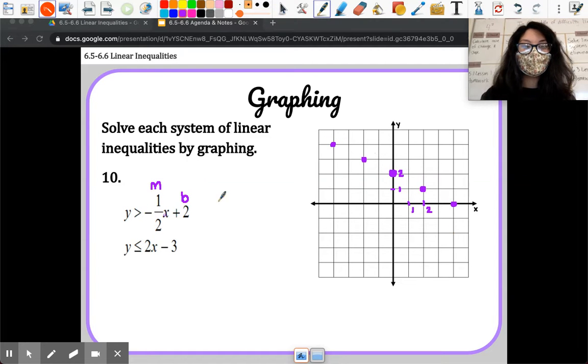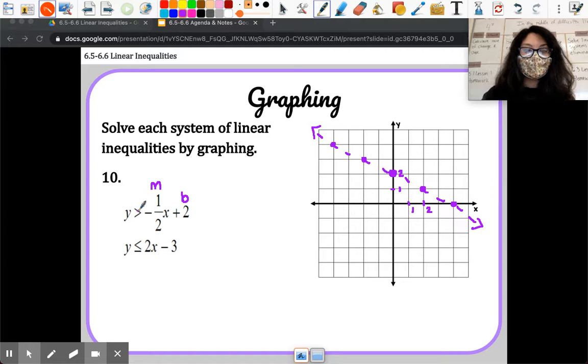And before I connect my points, I want to see what type of line I need. This symbol does not have a bar underneath, so that means I want to use a dashed line. I don't want to connect them with a solid line because there is no bar.